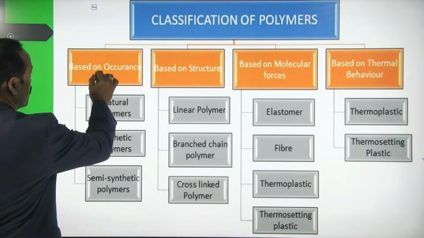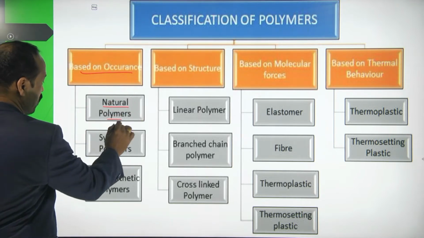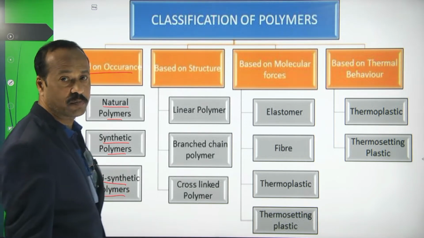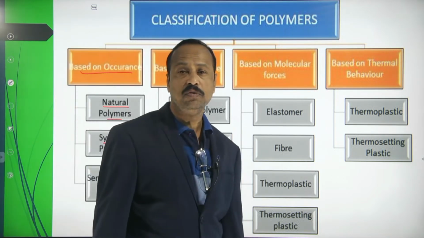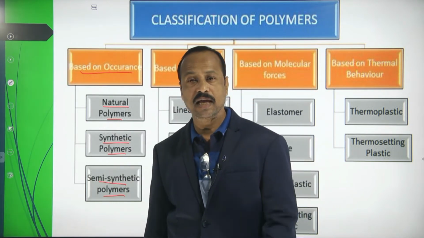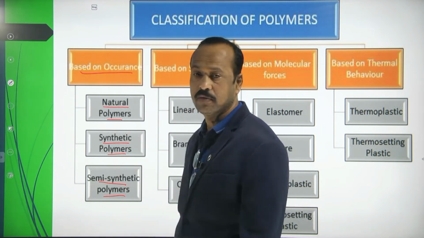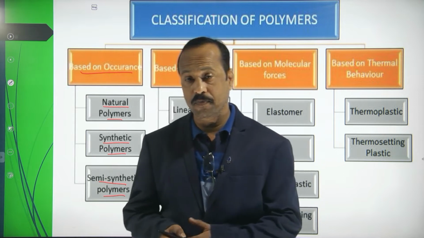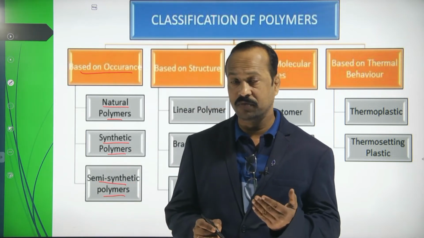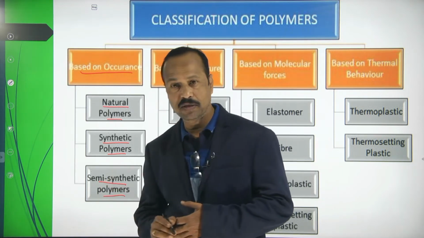See here, based on the occurrence, this we already discussed in the last class. Based on occurrence, there are natural polymers, synthetic polymers and semi-synthetic polymers. Natural polymers, as we discussed in the last class, are available from plants and animals, for example cotton, wool, etc. And synthetic polymers are completely man-made, like petrochemicals. The most important one we discussed is nylon. Then we come to the semi-synthetic polymers.